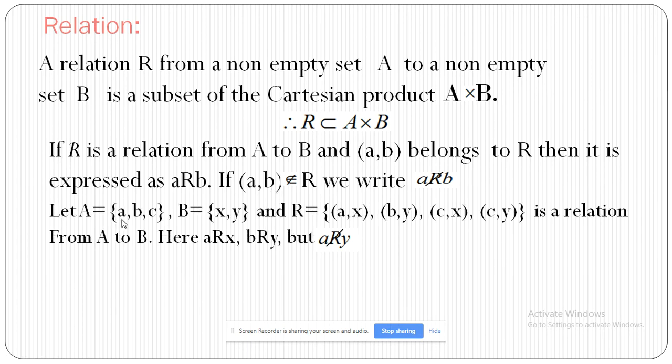For example, let A = {a, b, c}, B = {x, y}, and R is a relation which contains four elements: (a, x), (b, y), (c, x), (c, y). Now (a, x) belongs to R, so we can write a R x. (b, y) belongs to R, so b R y. But we see that (a, y) is not in the relation, so we can write a R-cut y.